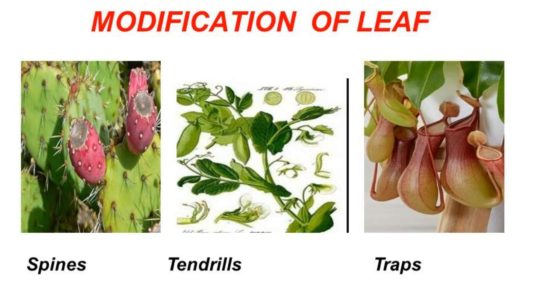The last topic is modification of leaf. Plants have changed themselves to adapt to the environment they grow in. One of them is modification of leaf. Leaves of several plants get modified into different forms based on the purpose and environment. I gave you some examples: spines, tendrils, and traps. Spine: the first picture is spine, an example is Opuntia. Leaves are reduced to spines and the stem is modified into a green succulent part to perform photosynthesis.